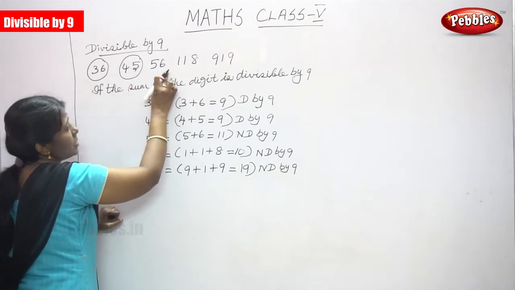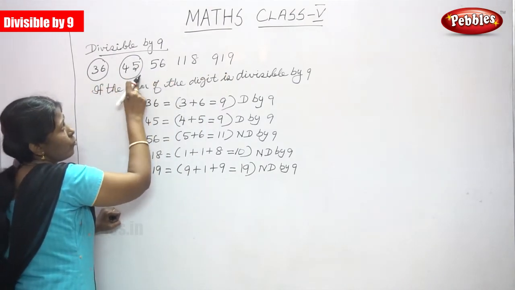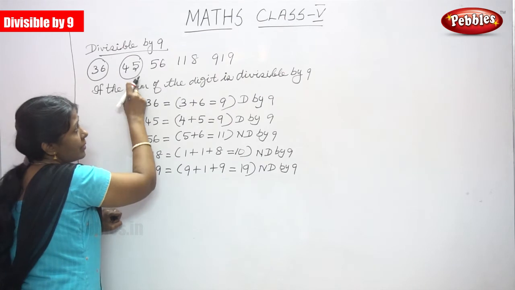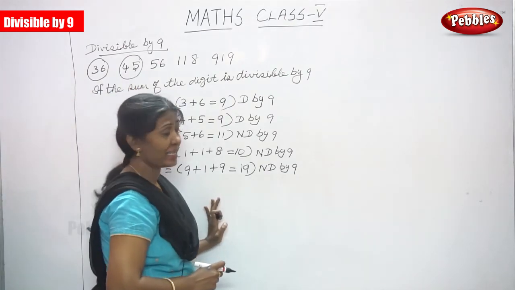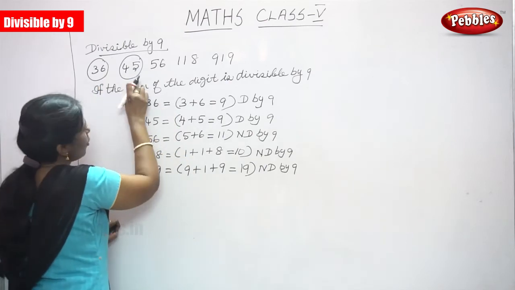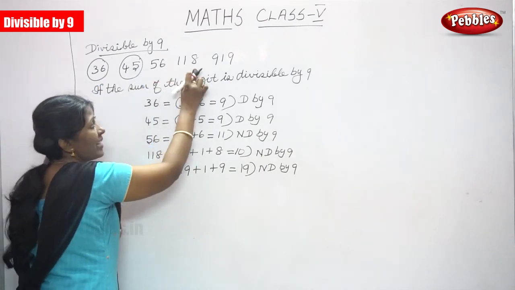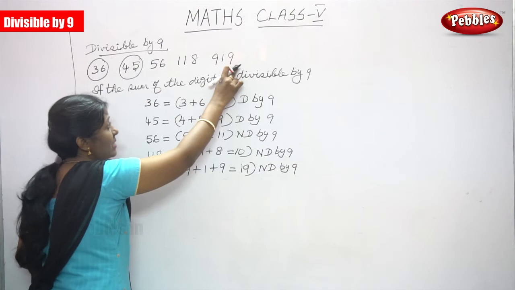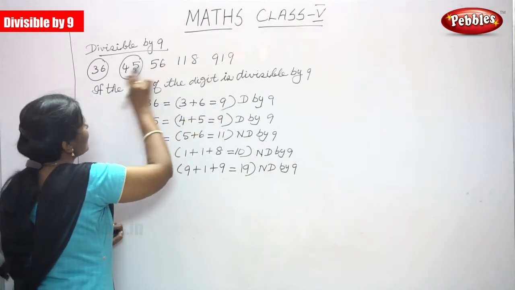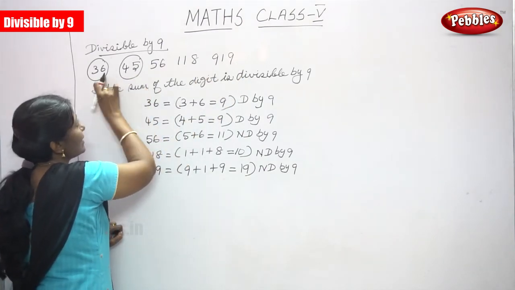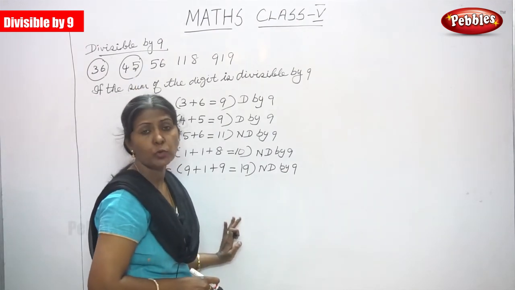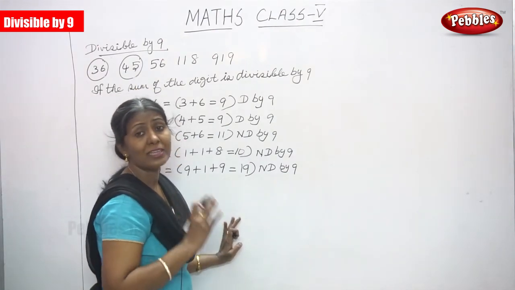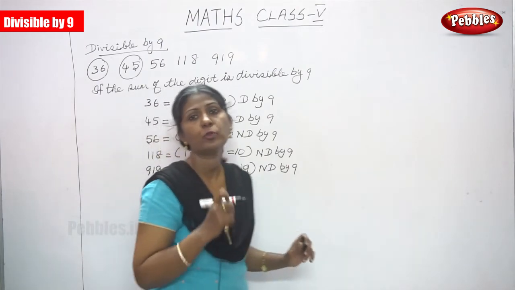So in this question, among 36, 45, 56, 118 and 919, the two numbers 36 and 45 are divisible by 9. So you have to apply the rule without multiplication. You have to do this sum.